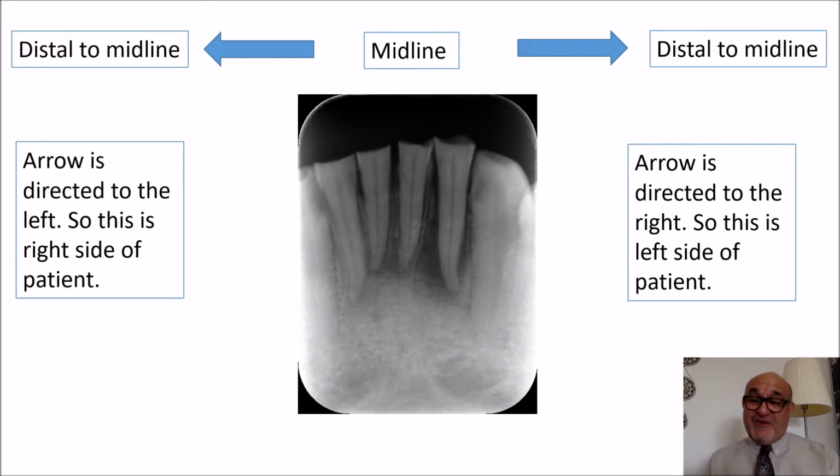Let's go back to our way of orienting. This is the midline. From the midline, you're going to extend or draw two lines. Both of them will go in a distal direction, distal to the midline that you have located. So this line is directed in a right direction, so these teeth are the lower left of the patient. And if this is going to the right, then this is the left. Sorry, this is going to the left. So this is the right side of the patient.